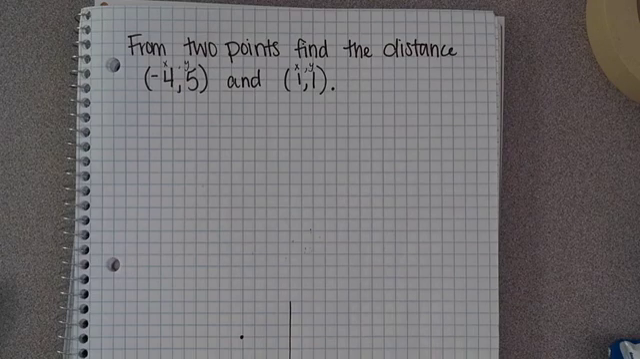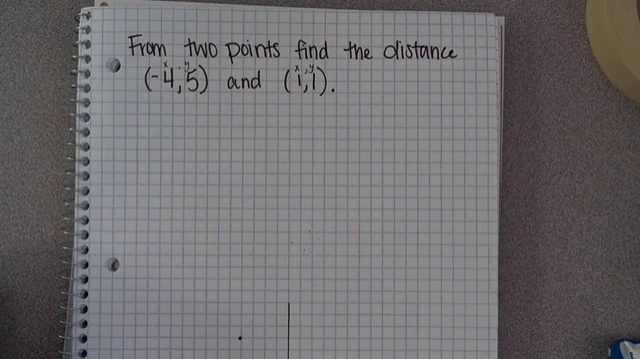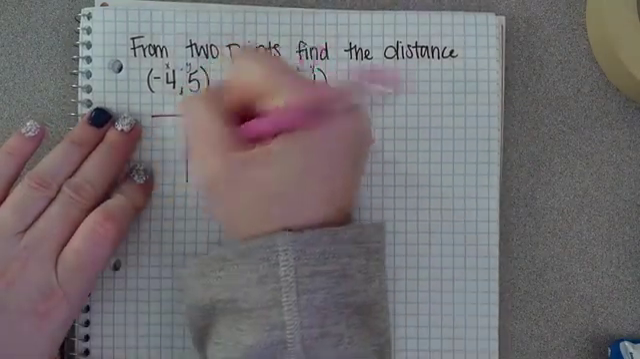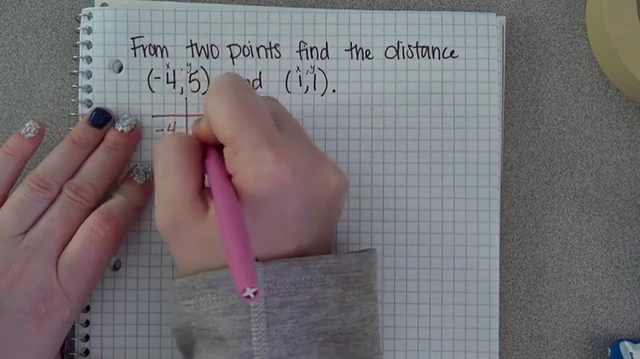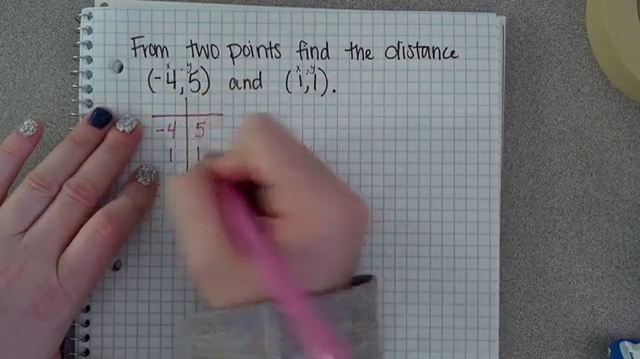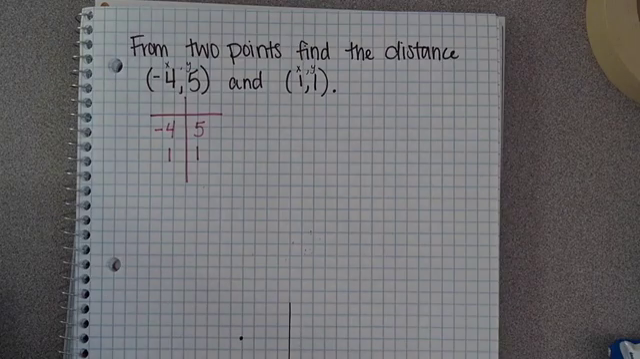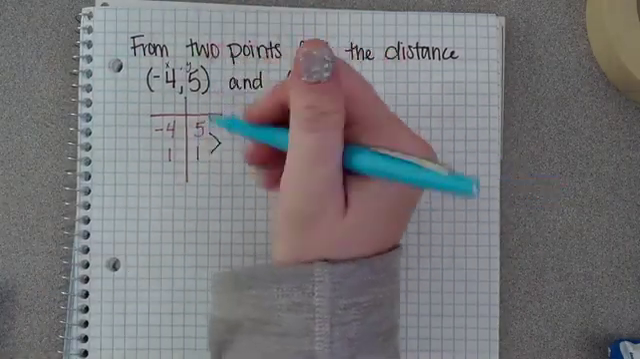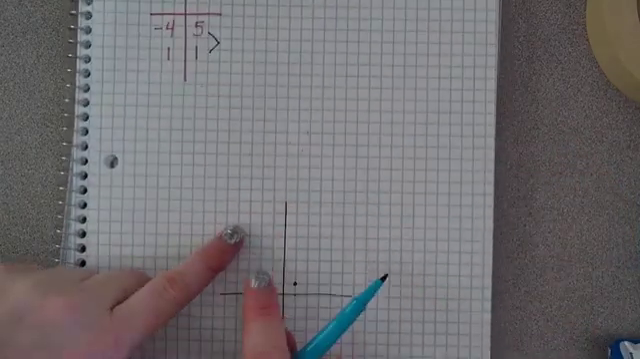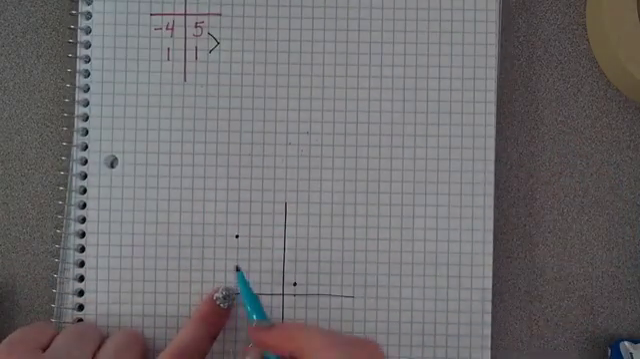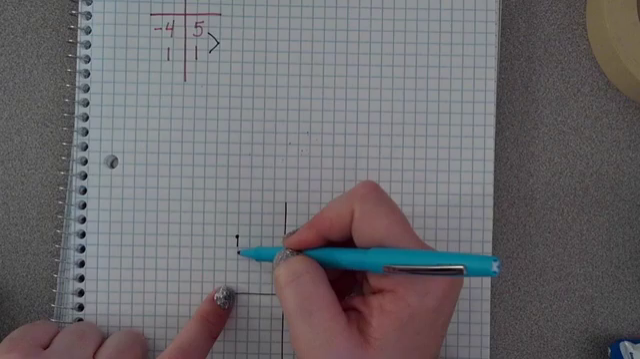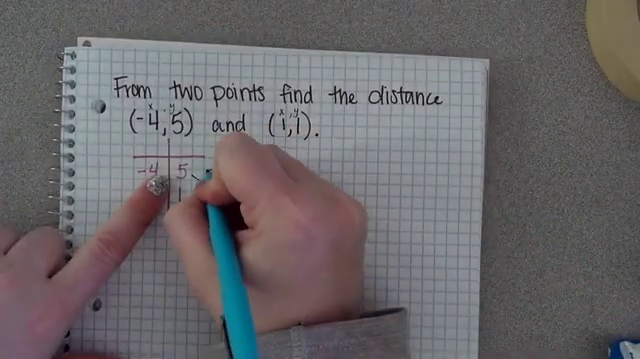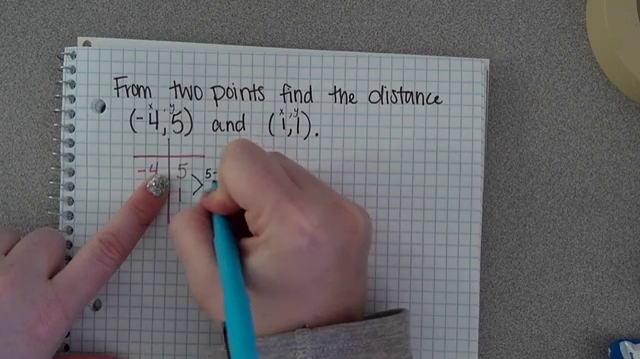So if we look at this, I'm going to put those 2 points into a table. So I'm going to do -4, 5, and 1, 1. Now, you need to figure out how much it changed. So from 5 to 1, that's this distance right here, from 5 to 1. It's 1, 2, 3, 4. Or you could do 5 minus 1 equals 4.